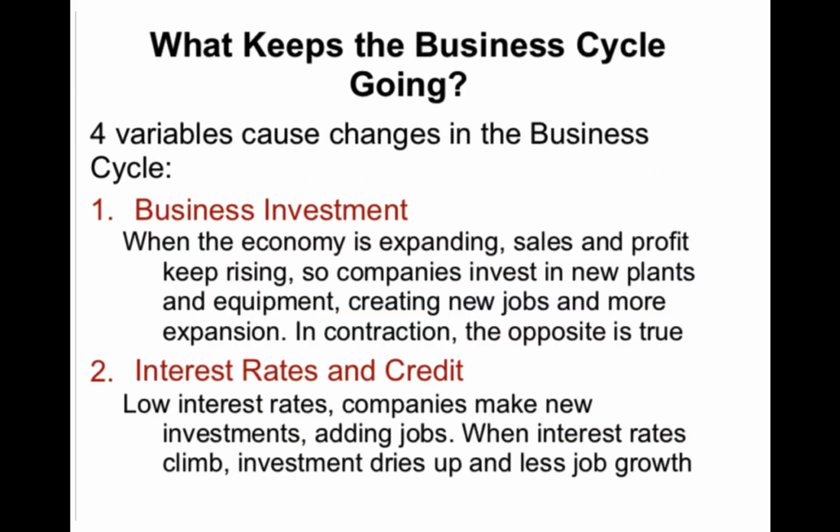So there are 4 variables that keep this cycle up and down, up and down, up and down. That's pretty consistent. The first is business investment. When the economy is expanding, sales and profits keep rising, so companies invest in new plants and new equipment, they create new jobs, and then that leads to more expansion beyond that. So businesses are super important.